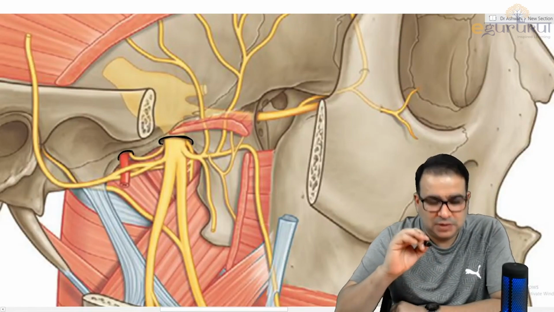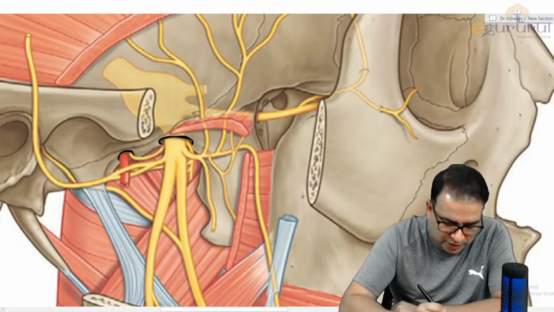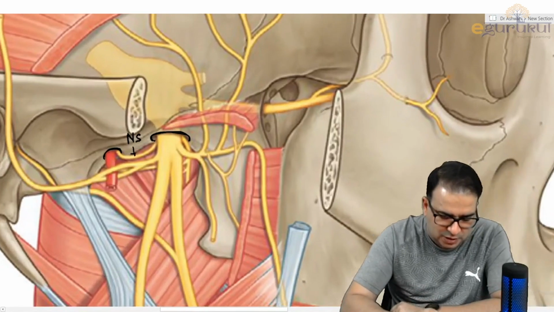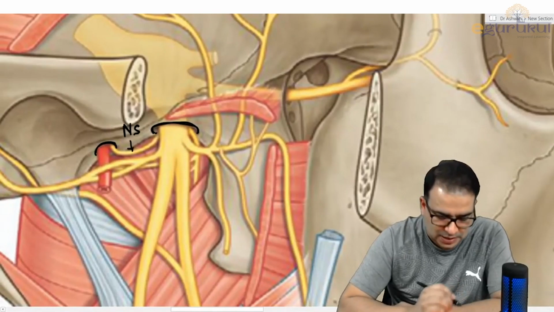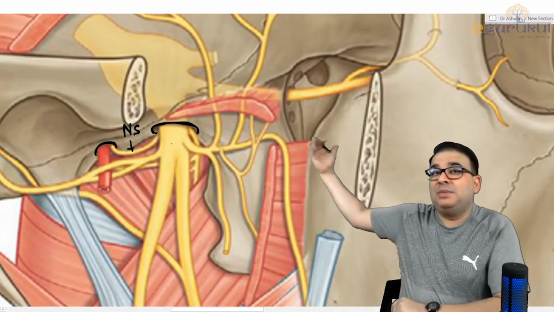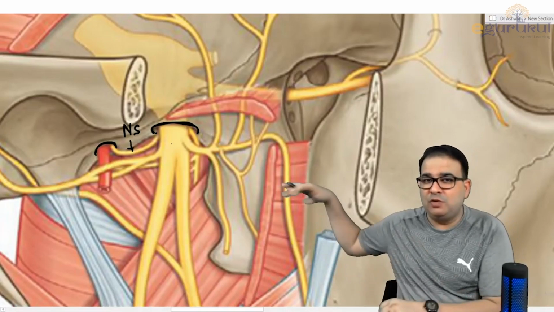The important thing about the trunk is it gives off this nerve. Can you see the nerve which is going back from the foramen ovale? What nerve is that? That is the nervus spinosus. I'm writing very short here. I hope you can appreciate that. That is the nervus spinosus. Second thing, we have a ganglion which is connected to it, but we said the ganglion is on the medial side, so I can't see the ganglion. The otic ganglion will be on the medial side.